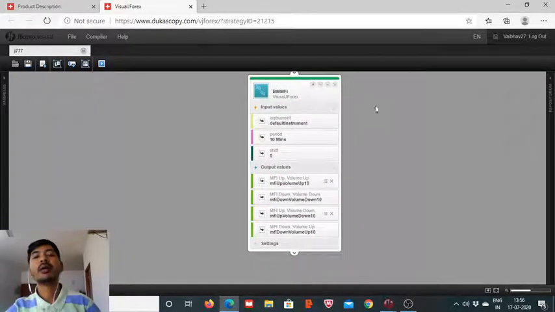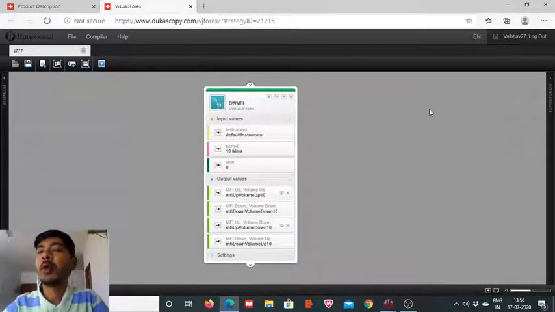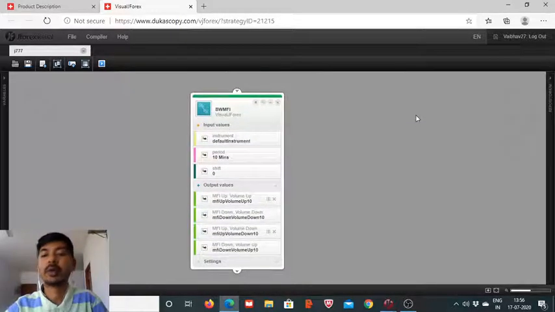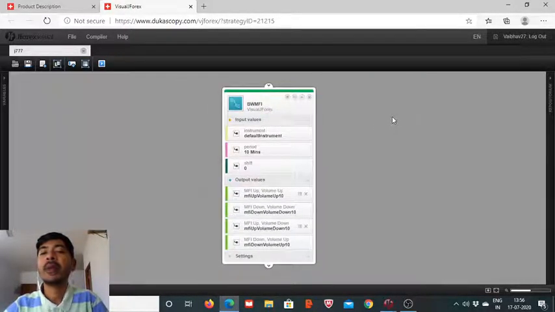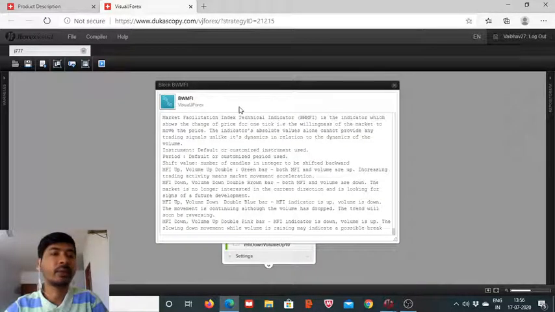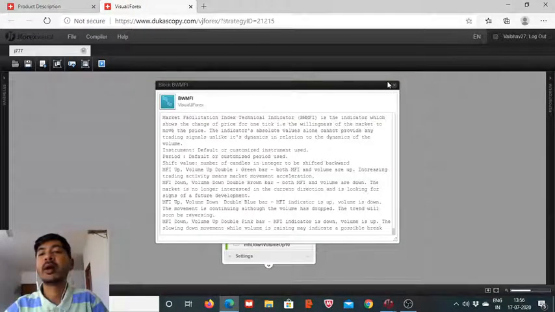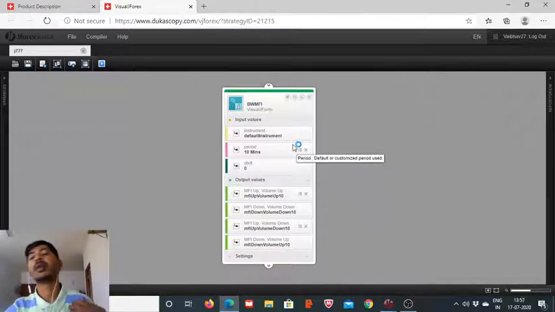Now if we consider its build, we get this block on the Visual JForex platform, which is developed by Dukascopy Bank SA for helping us automate the trading setup. If we consider this BWMFI block, here you will have this brief description, the product description, which we have already seen. Whenever you feel confused regarding any aspect, you can go through it.